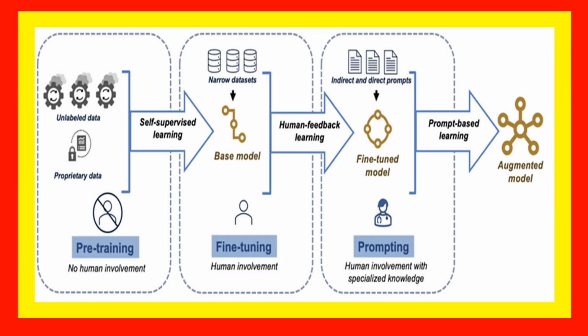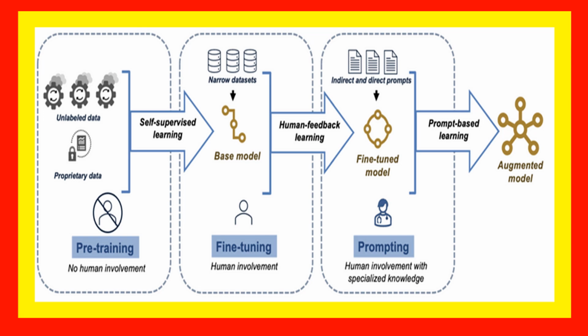So let's get started with understanding what is pre-training a large language model. Basically, pre-training a large language model is a process of training a machine learning model on a large data set before using it to perform specific tasks. The idea is to train the model on a broad range of text data to give it a general understanding of language, which can then be fine-tuned for specific tasks.